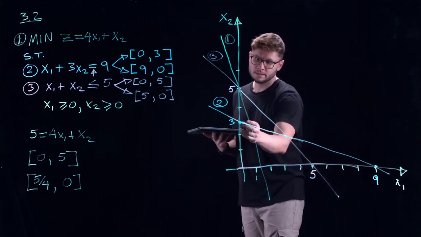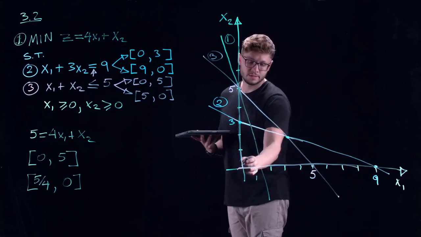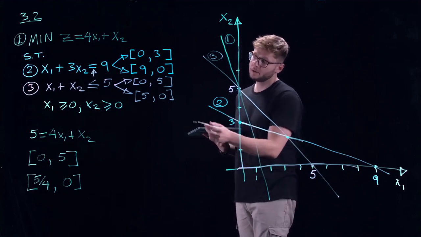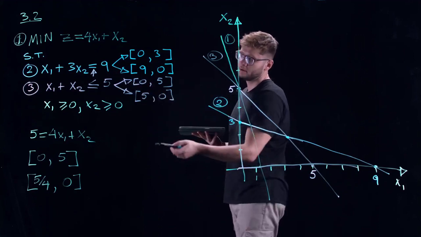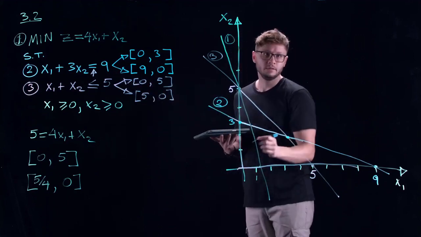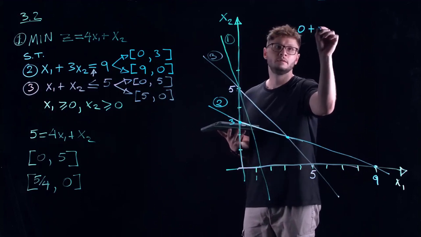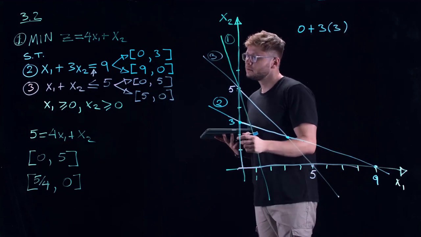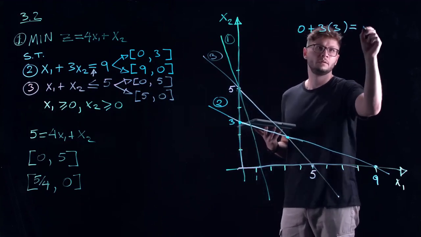For this point, it's quite easy. We just plug in coordinates 0 and 3 for x1 and x2 into our first constraint function indexed at 2. So it's going to be 0 plus 3 times 3 equals 9.